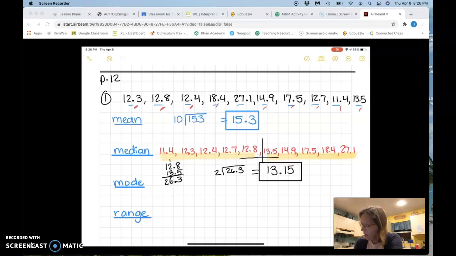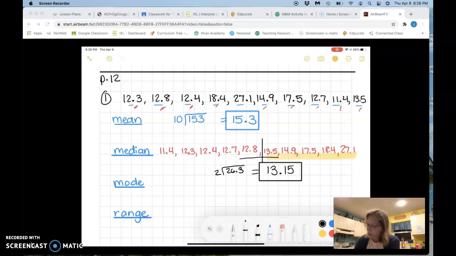So let's go ahead and look at mode. I'm just going to erase this so I have more room. And remember, mode is the number that appears the most in our data. So let's see which number appears the most. So it appears this time that we don't have a mode. There are no numbers that repeat themselves. So if there's no mode, you're just going to write no mode.